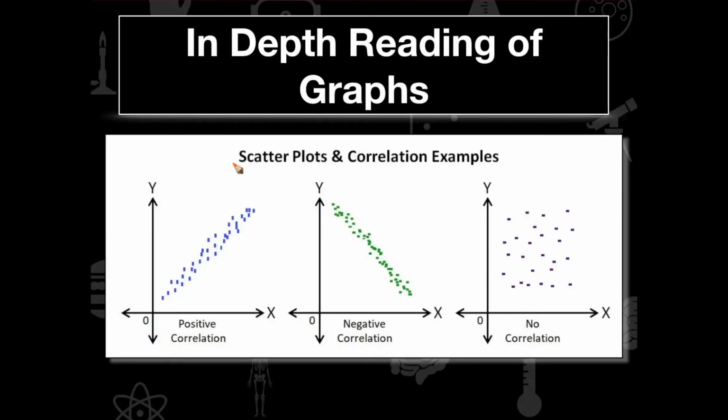So let's say we were reading a scatter plot in depth and trying to make correlations from it. What we see here is positive correlation, what we see here is negative correlation, and what we see here is no correlation. If we were going back to our ice cream sales, assuming temperature was on the x-axis and ice cream sales was on the y-axis, we would draw our line of best fit through all the data points, and we would see that as the temperature increases, our ice cream sales increase.